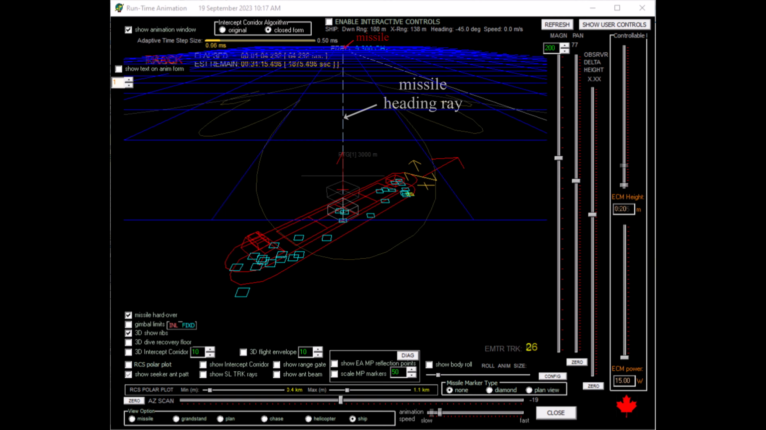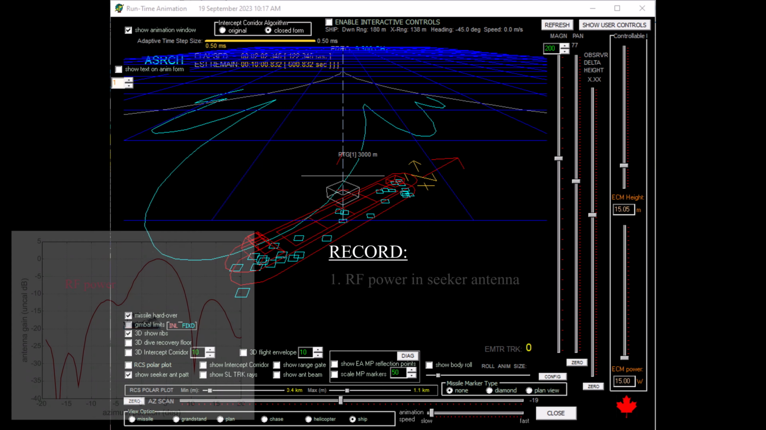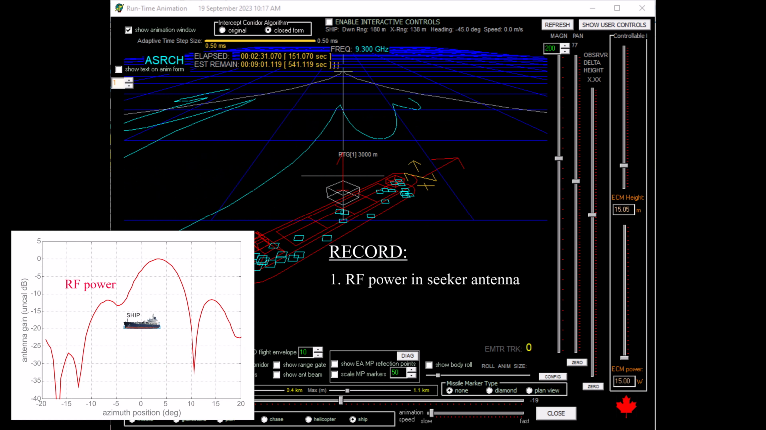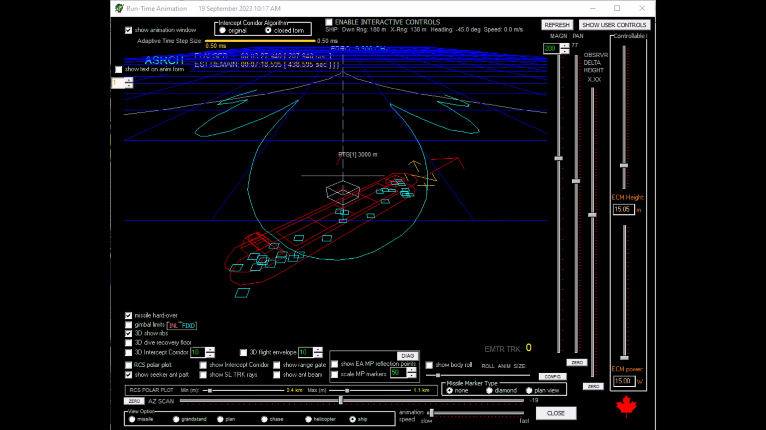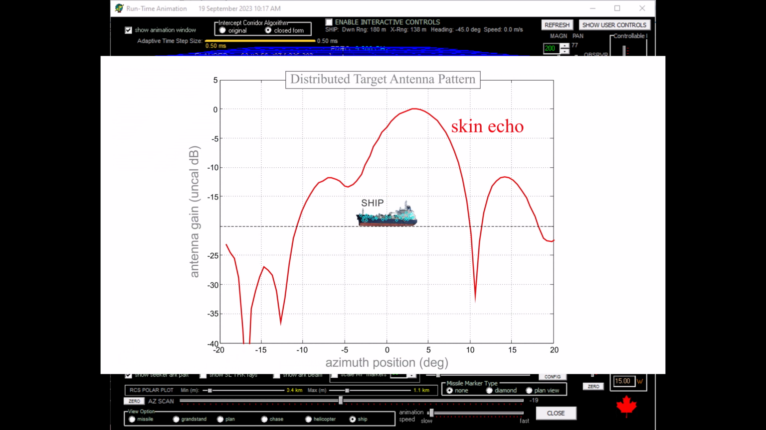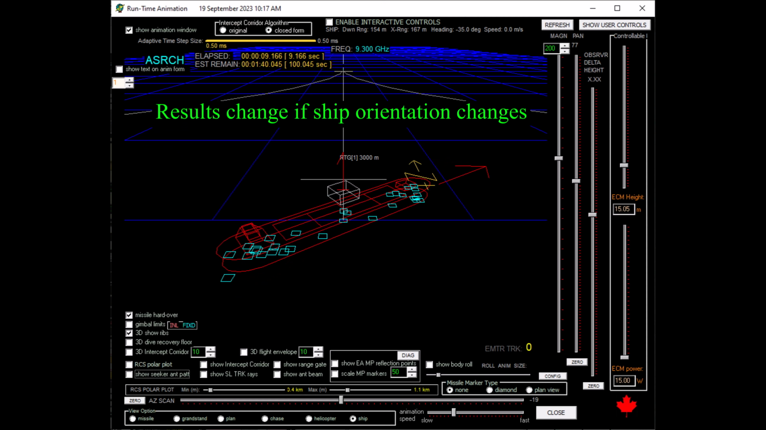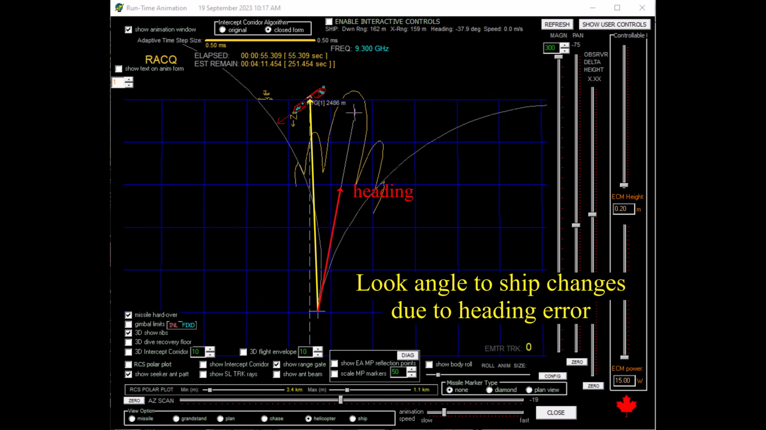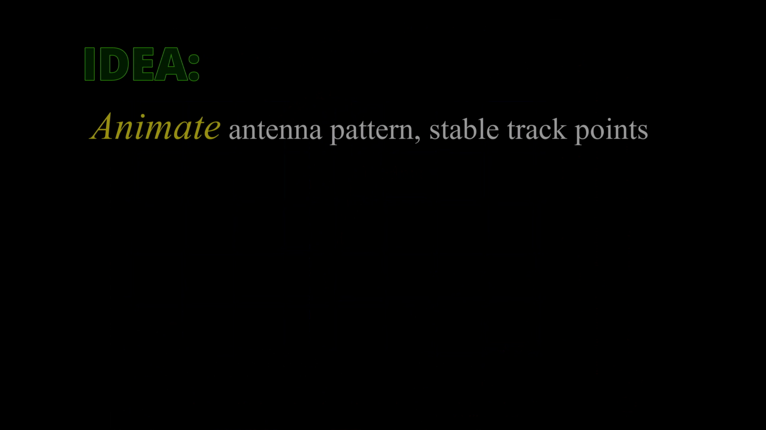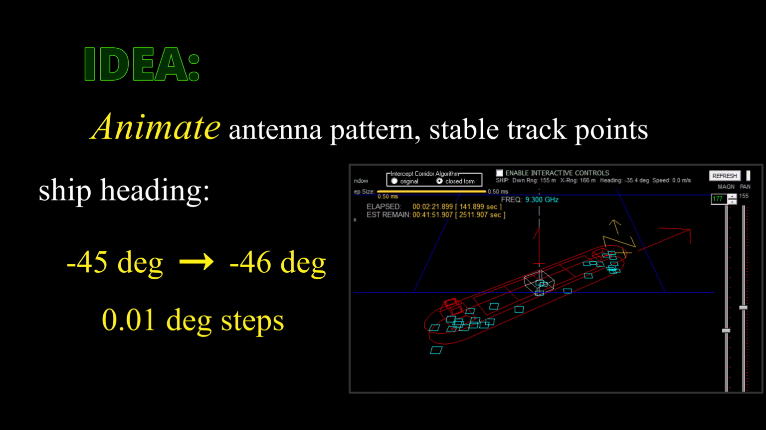And now the applications sweep the seeker antenna beam over the ship from left to right, let's say, and the RF power, the skin echo, is recorded, and so is the discriminator voltage which drives the seeker antenna, and that's it. Now this exercise produces one radiation pattern and one set of stable track points. Unsurprisingly, the results change if the ship orientation changes relative to the seeker, which it will in real life if the missile flies a little bit cross-range, or if the ship is turning, or both. My idea was to see how the antenna pattern and stable track points change as the ship heading is advanced in, for example, hundredths of a degree increments.